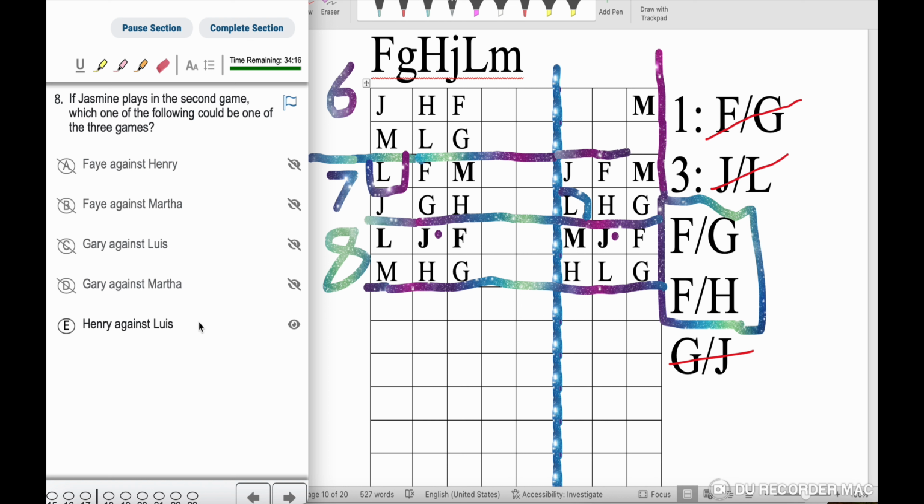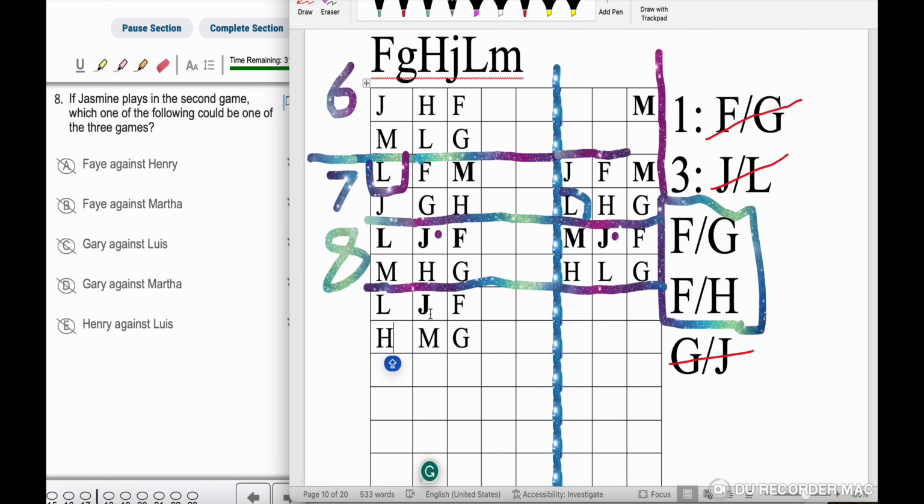H against L. Okay, so clearly we made a mistake. There is going to be an answer choice here. So we see that if J is in the second game, which of the following is going to be able to play? So one of these has to be true. So F against H, we don't see it. F against M is not allowed. G and L, we do not see. G and M, we don't see as well. And H and L, we have a difficult time seeing.